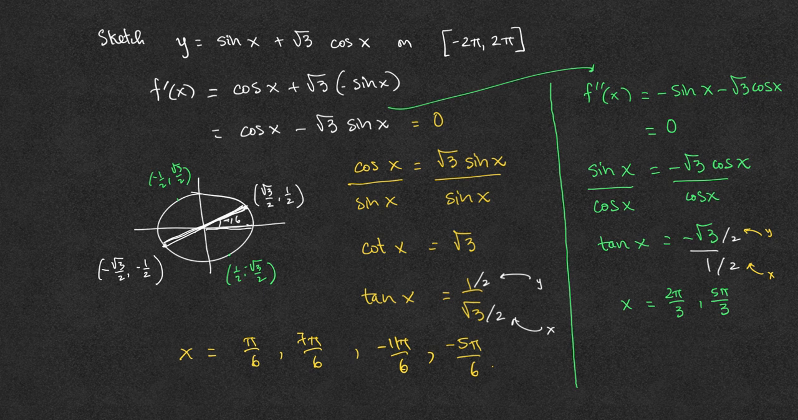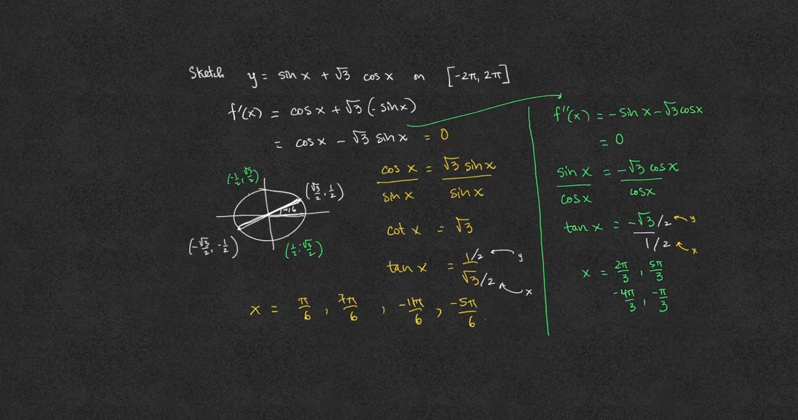To do that, since this is a trigonometric function, we simply subtract 2 pi from each of these numbers. 2 pi over 3 minus 2 pi is the same as 2 pi over 3 minus 6 pi over 3, which is negative 4 pi over 3. Similarly, 5 pi over 3 minus 6 pi over 3 is negative pi over 3. And we found all four zeros of the second derivative in the interval negative 2 pi to 2 pi.